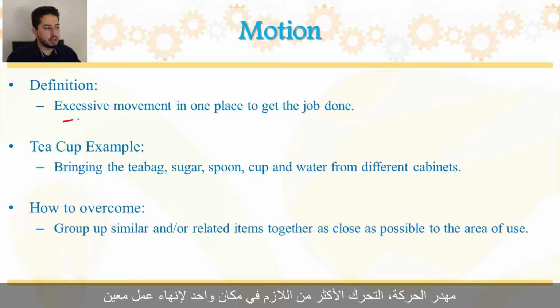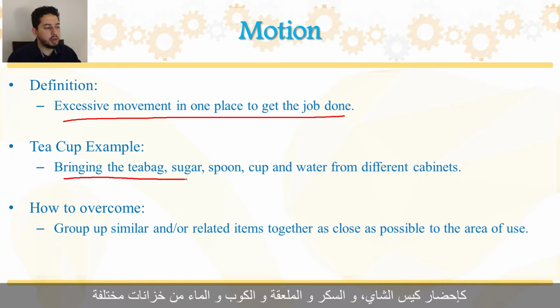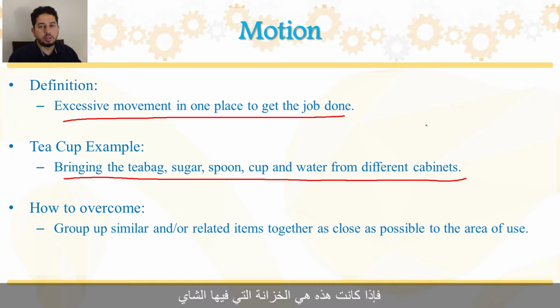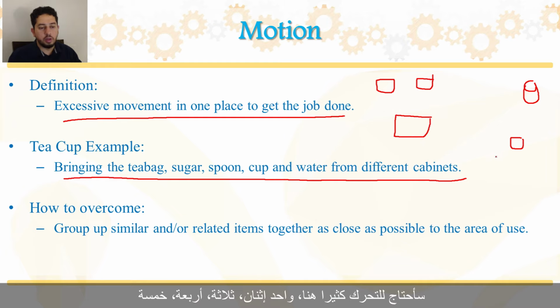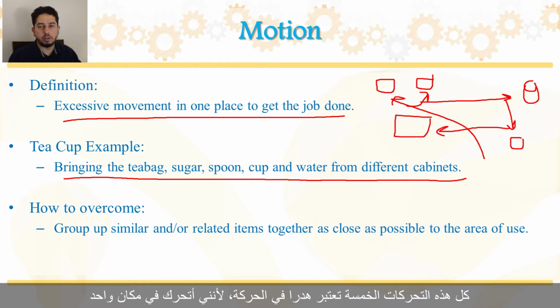Motion is defined as excessive movement in one place to get the job done, such as bringing the tea bag, sugar, spoon, cup, and water from different cabinets. So if I have the cabinet for the tea bags here and the sugar here, I bring the spoon from here, I boil the water here, and then I sit here to take my tea. So I need to move all this way to here. 1, 2, 3, 4, 5. These 5 movements are considered motion waste because I'm moving in one place.